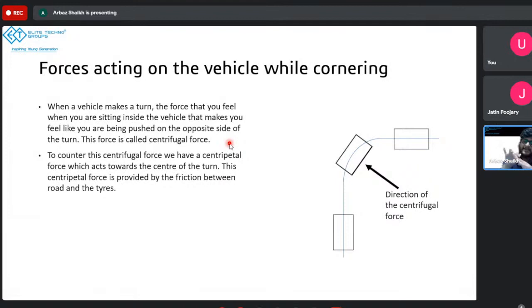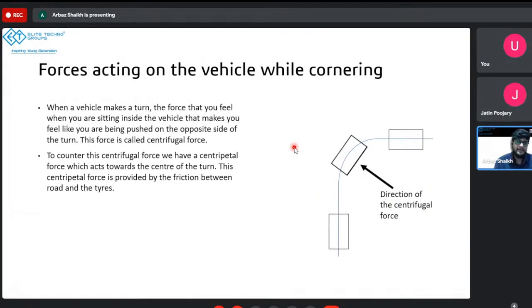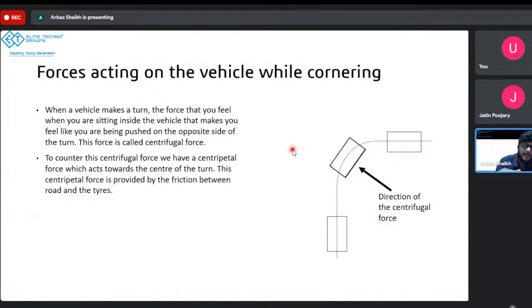So there's a force acting in the downward direction, and it is being counteracted by the friction between the box and that inclined surface, right? Now, using the same example, you feel that force moving you towards the outside of the turn, right? If you're turning left, you'll move towards the right. If you're turning right, you'll move towards the left, and that force is pushing your vehicle also away from the track.